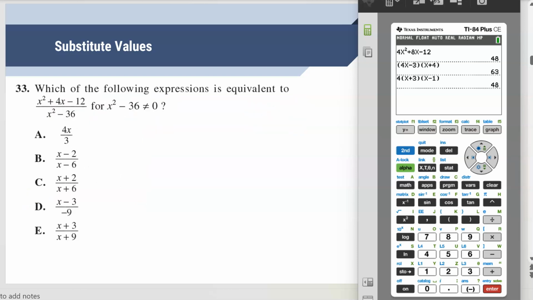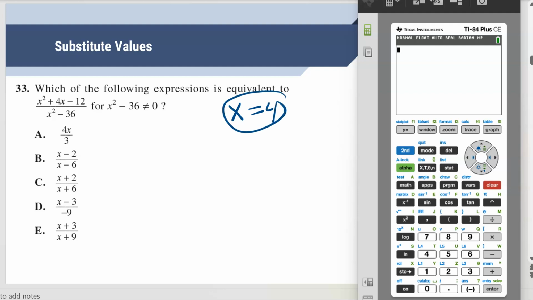So here's one. Not too bad of a question. I think would involve factoring and canceling. But again, if we're not sure what to do, we're like, gosh, I'm not sure. I'm just going to pick a value for x. So this one, I'm going to let x equal 4. And I got to make sure that this is true. So I'm like, okay, if x is 4, 16 subtract 36. Yeah, that definitely does not equal 0, right?